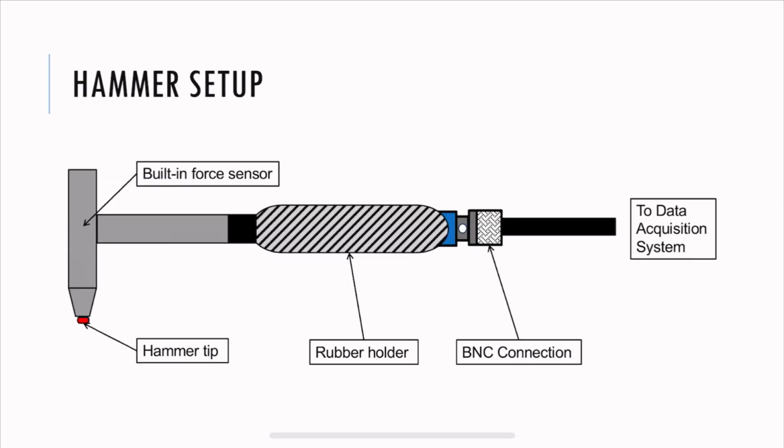Now, this is a typical hammer schematic. First on the left, you see a hammer tip. There are different types of hammer tip. This is the part that is actually coming in contact with a structure. And then there is a built-in force sensor within this hammer, and you have a rubber holder to hold it. On the other end, you have this connection, which is usually a BNC or a micro dot, and it's going to the data acquisition system to send this input force data to the data acquisition system.